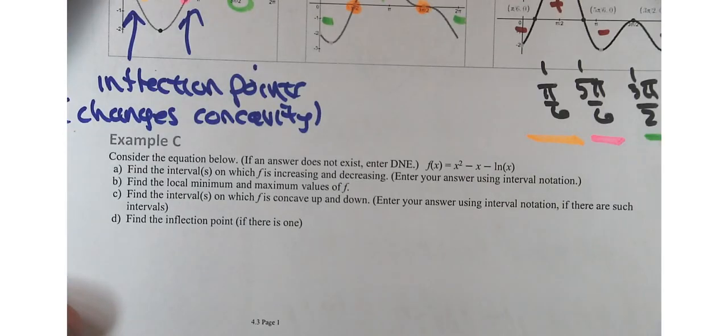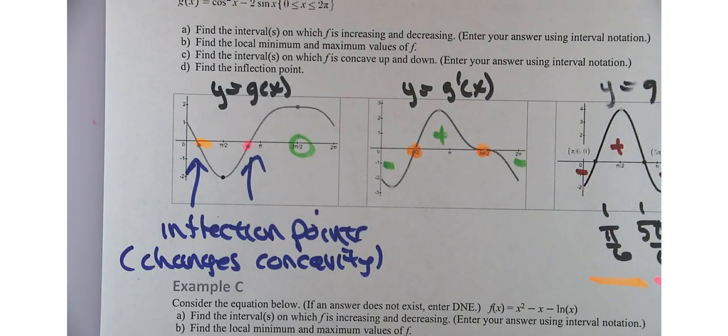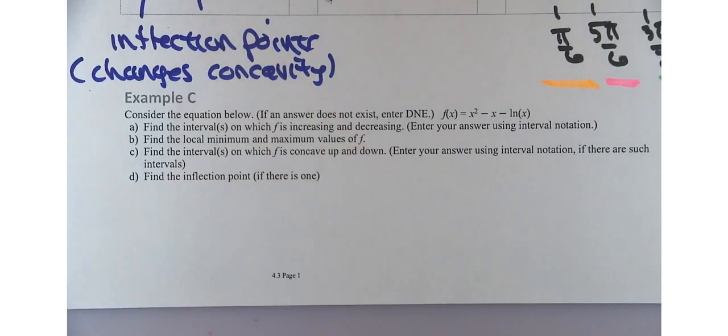All right, I think we're going to get one, maybe two more in here. We'll do our best. Let's keep going. Move on to example C here. It says, consider the equation below. Find the intervals on which it's increasing and decreasing. Find local min, local max, concave up, concave down. All right.